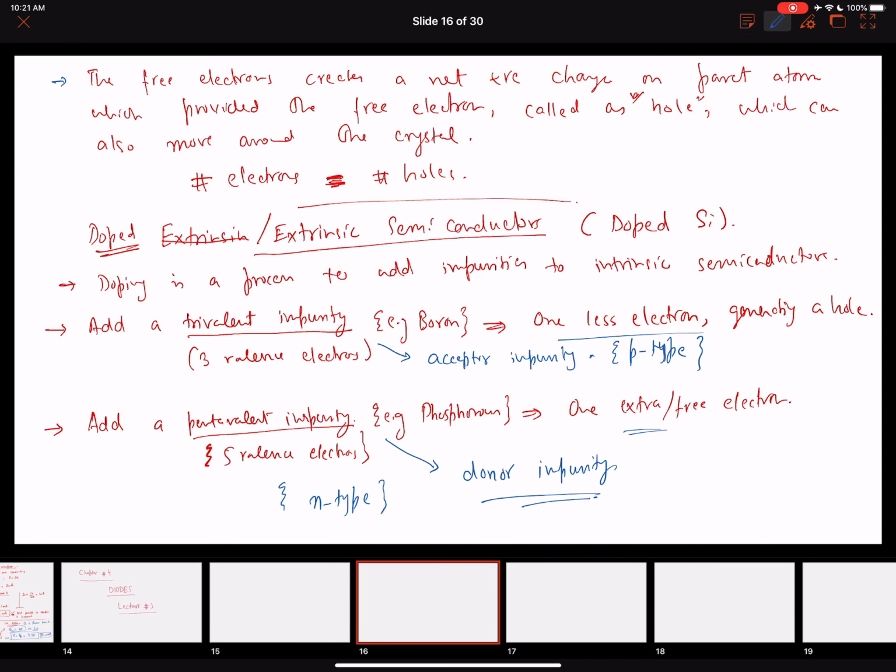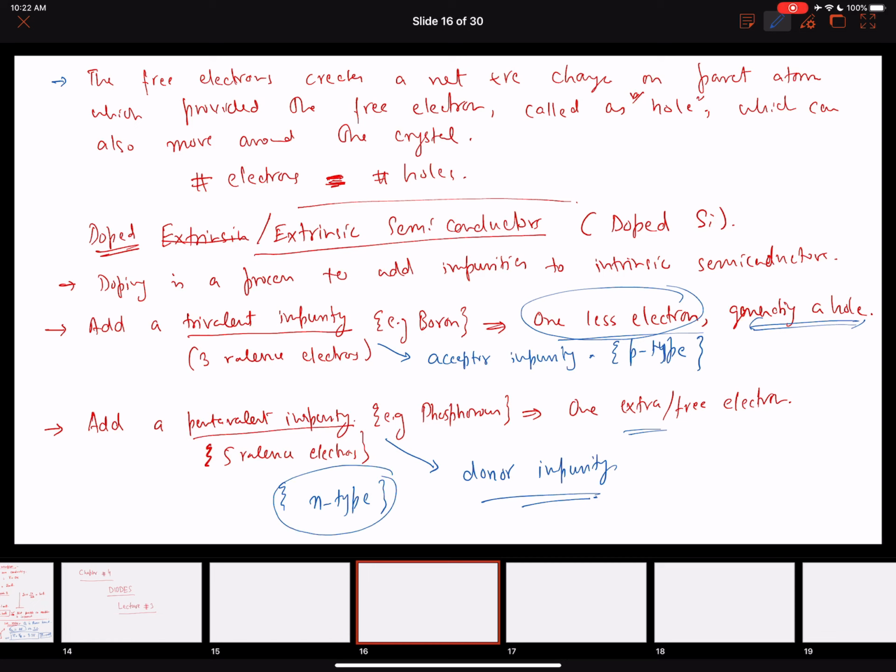What is happening in the extrinsic semiconductor? Now we add more impurities, these extra external impurities. If we add a trivalent impurity, it becomes a p-type material, and there is a lack of 1 electron, so it is going to have a lot of holes as majority charge carriers. And if we add a pentavalent impurity, it is going to have 5 valence electrons, so it is going to have one extra electron for conduction to occur. So this is known as an n-type impurity.